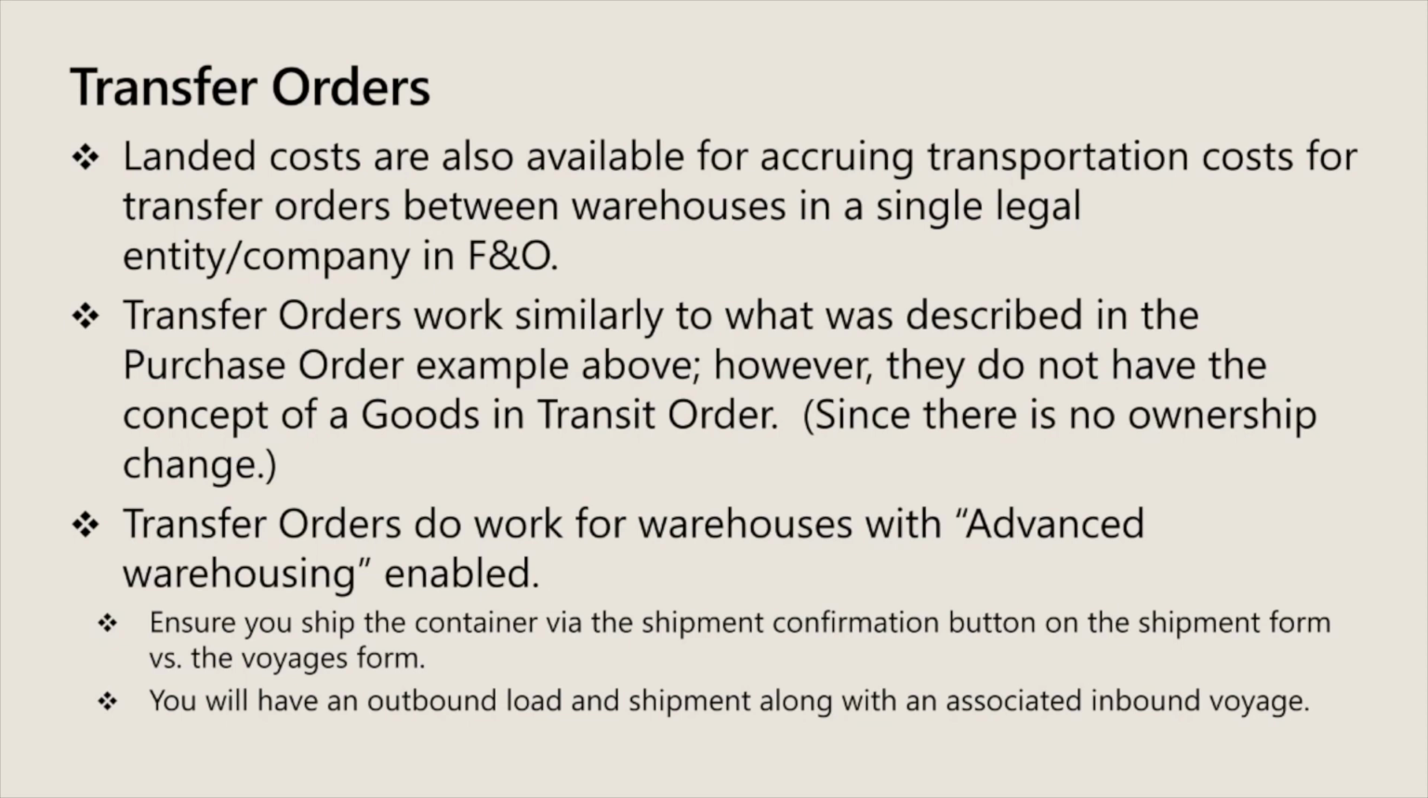Just a small note as well, I've seen questions in the past about this, is that it does work with the advanced warehousing enabled in both the from warehouse and the to warehouse. So just a quick snippet there on how that actually ends up working. In the transfer order, you would ship confirm out of the shipping warehouse, and you'd have an outbound load in that warehouse. And then what you'd want to do is set up an inbound voyage for the receiving warehouse in that scenario.